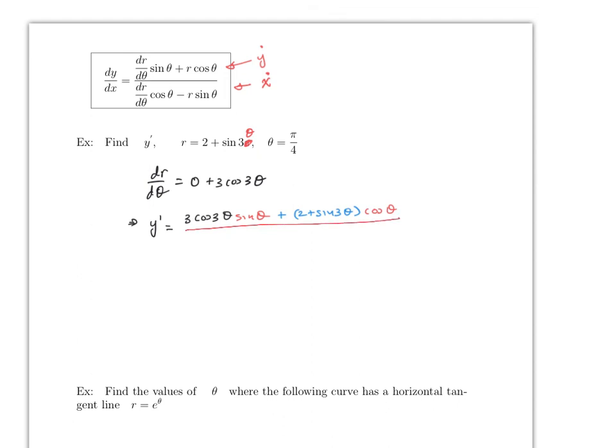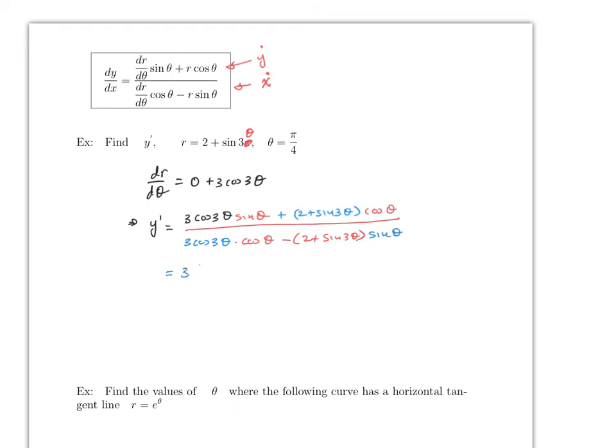Then on the bottom, you have dr/d theta, which we know is 3 cosine 3 theta, but now you multiply times cosine theta, then minus r, which is 2 plus sine 3 theta, and now you multiply by sine theta. This is not hard, you have to be very careful with this. And then if theta equals pi over 4, you just have to plug in the values. If it doesn't ask you for that, then once you get to this point, you're good.